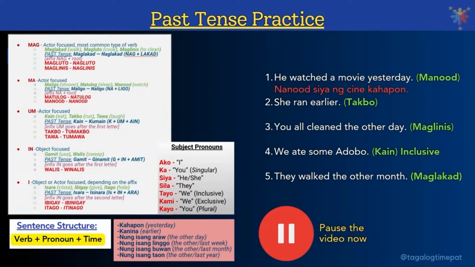Now you give it a try. You answer 2 through 5. You can pause the video now if you need more time, and then we will go over it.